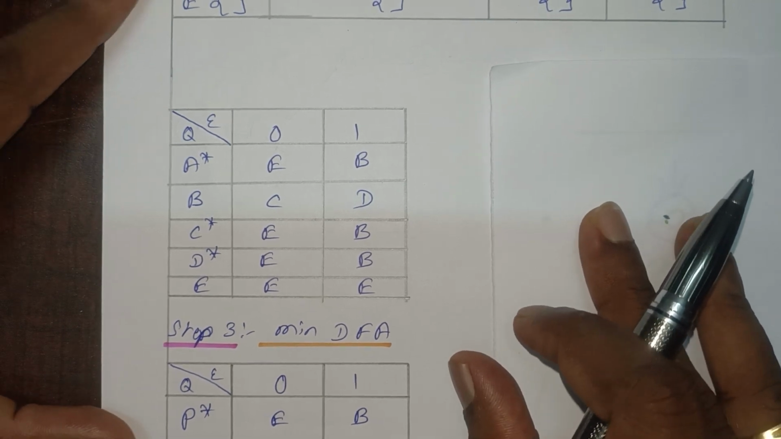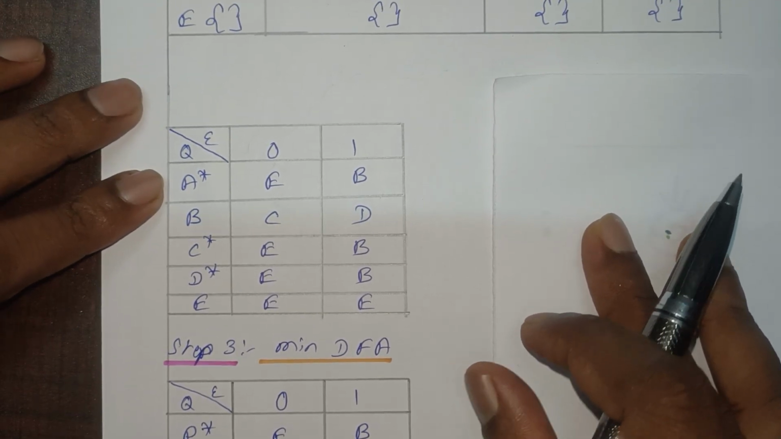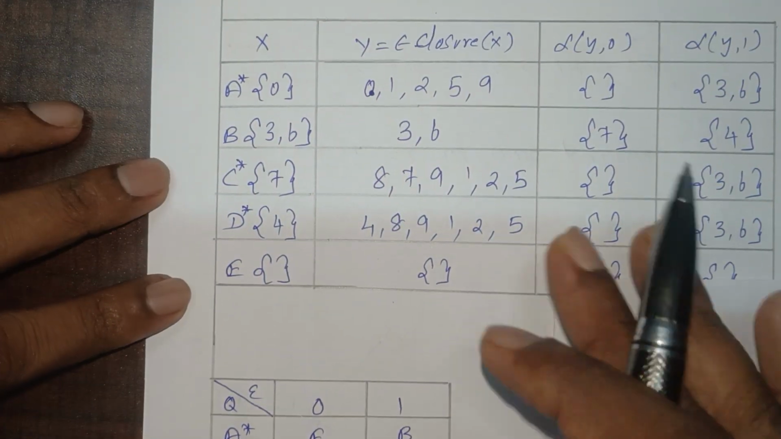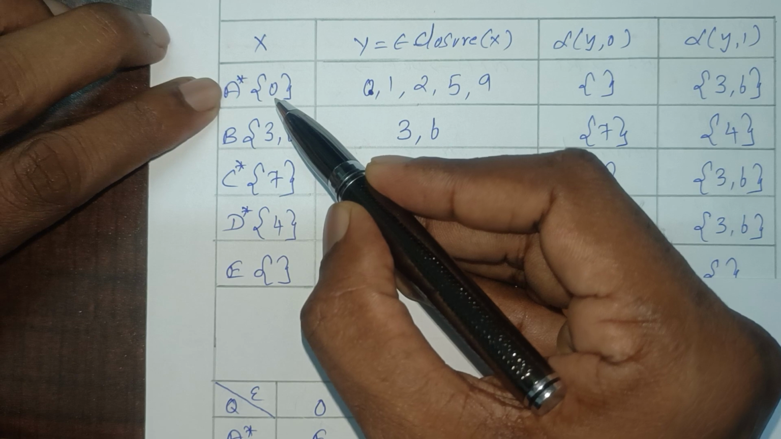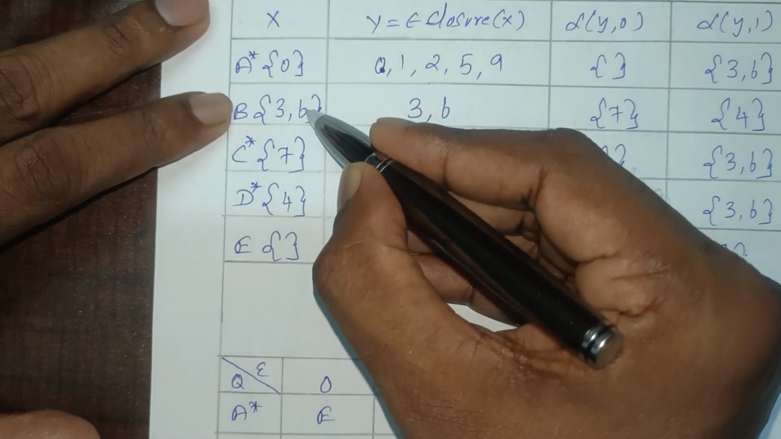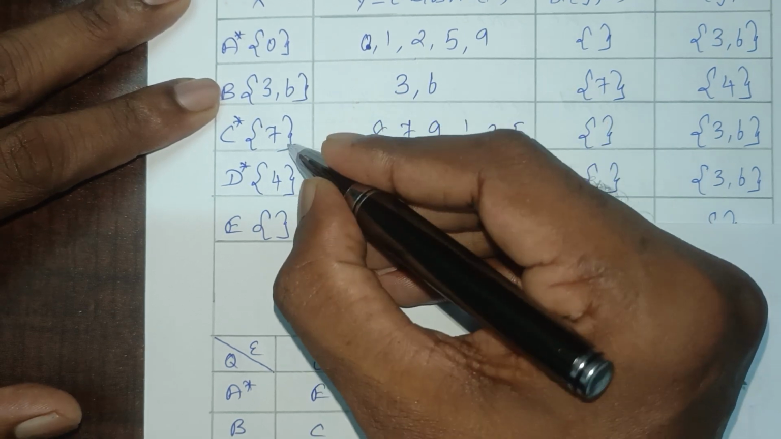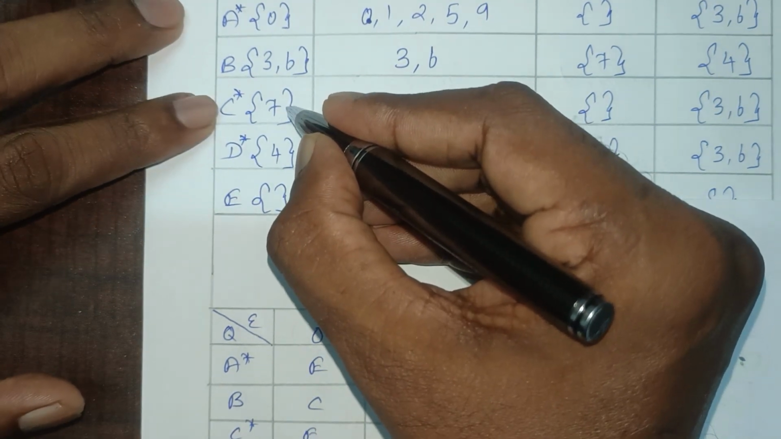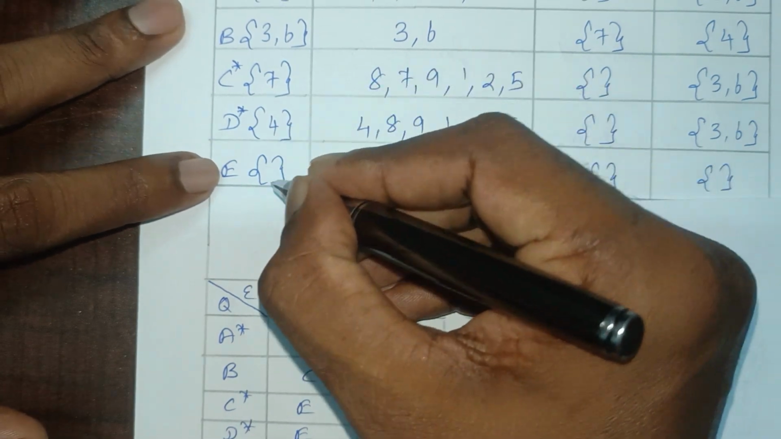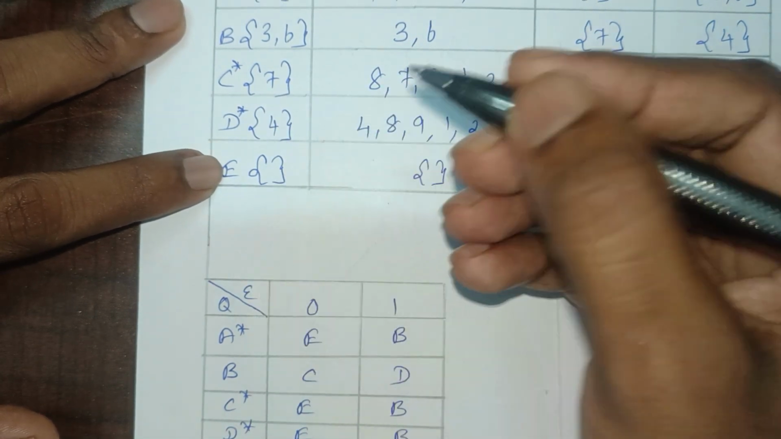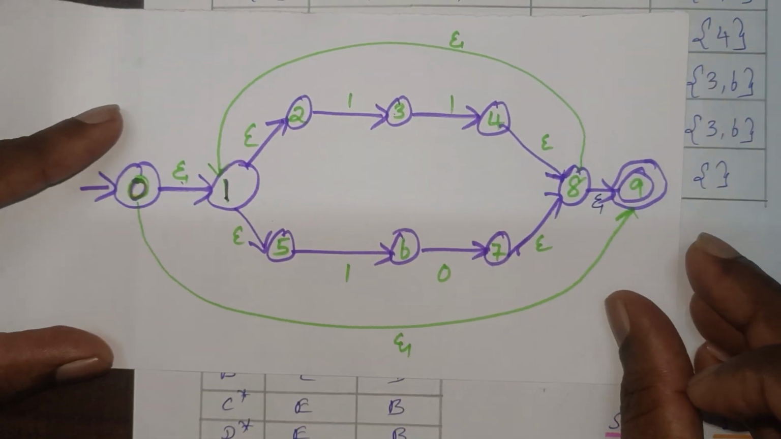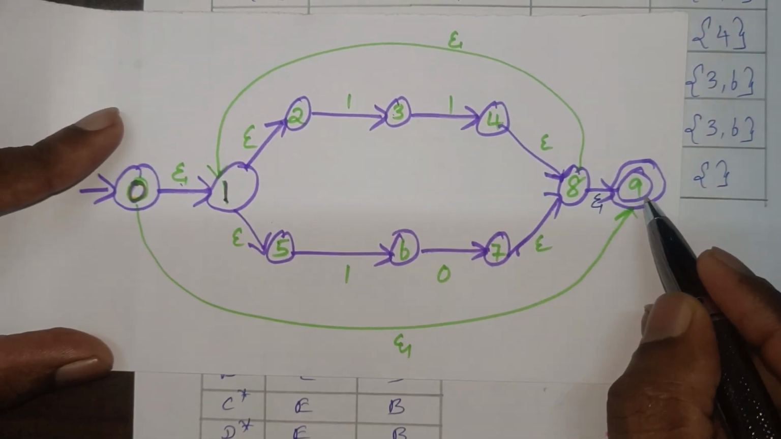I have taken all the new states here, and all the new states have been given a name. You can see here 0 I have named A, and 3 comma 6, that is a new state, I have named B, and 7 is a new state named C, and 4 is a new state named D, and the empty set I have named E. So now you can see in this diagram where exactly the end state is.